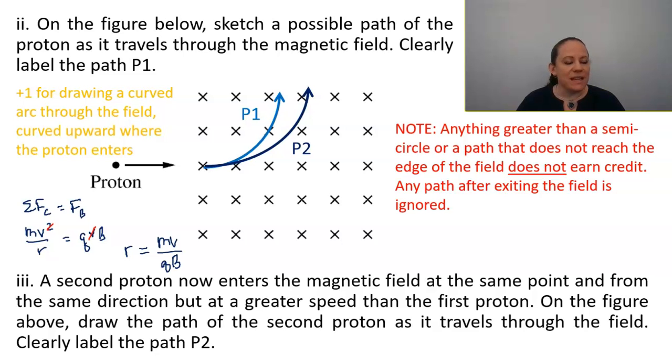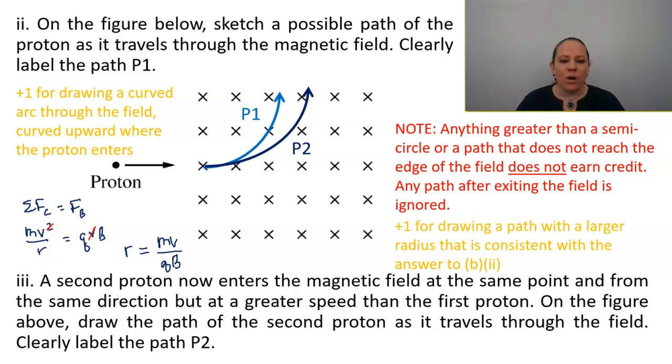And our single point is for drawing a path with a larger radius that's consistent with the answer to B part 2. So what that means is if you had drawn path P1 curving downward, as long as you drew a larger radius for path P2, you can still get credit for path P2, even though your original path P1 was wrong.